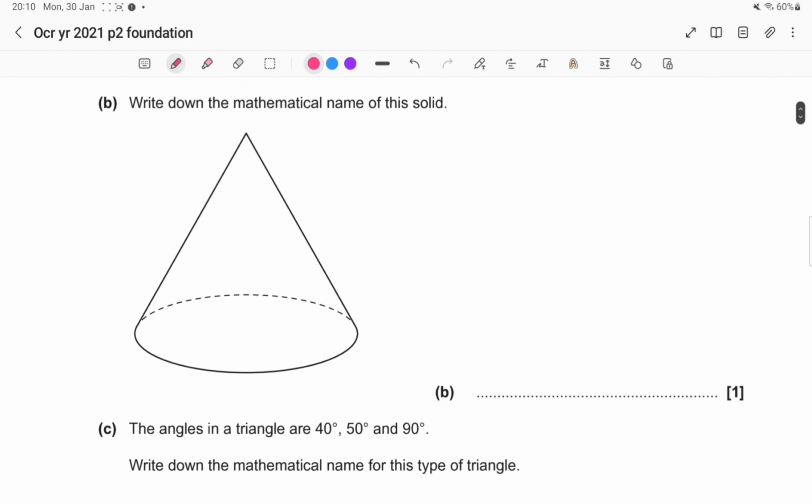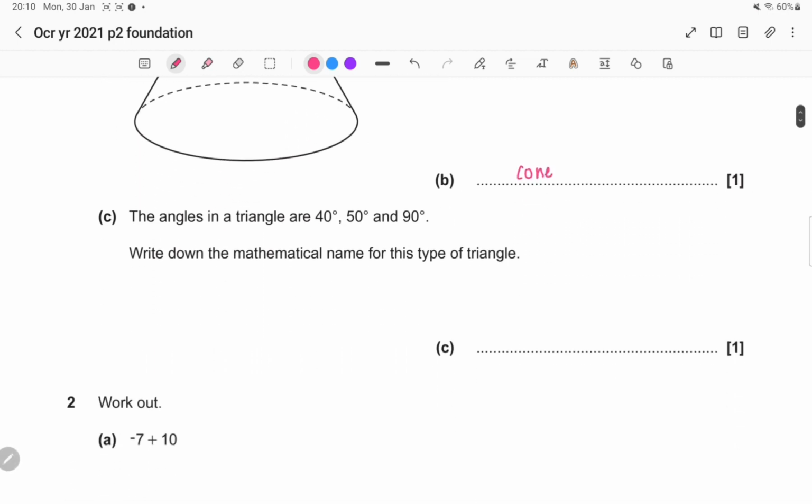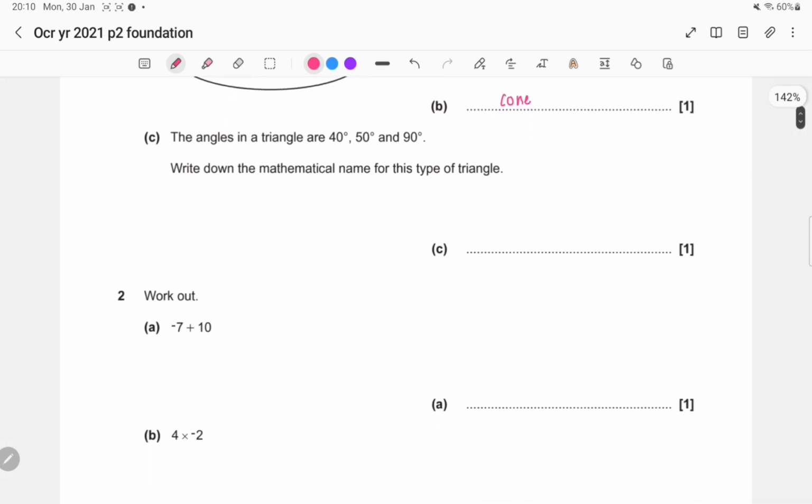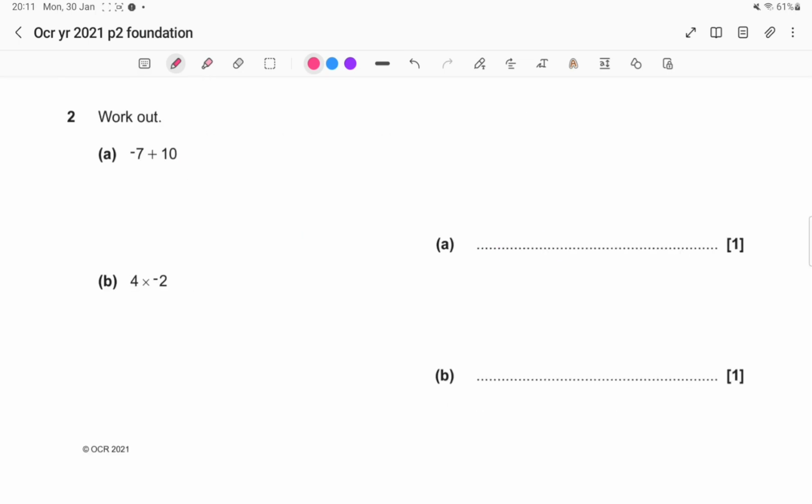Part B. This is a cone. Part C. The angles in a triangle are 40 degrees, 50 degrees, and 90 degrees. So over here, if we have 90 degrees, we should know that this triangle is a right angle triangle represented like this. So write down the mathematical name for this type of triangle. This is a right angled triangle. Question number 2.